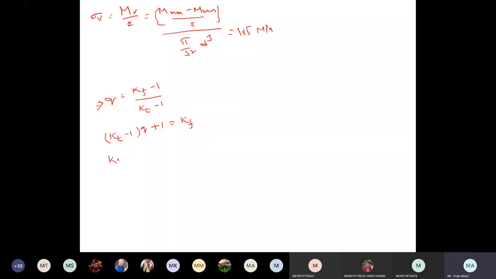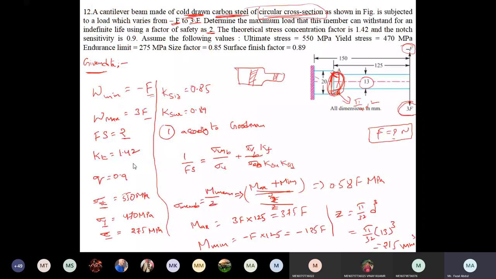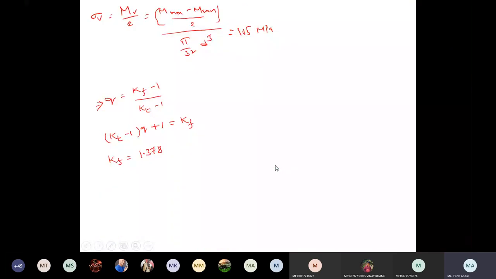Now tell me the Kf value. Kf value equals 1.378, sir. Very good, 1.378. Okay, so this is the Kf value. And what are the things required? Additionally, in the below portion we require sigma EB, surface factor, size factor. So I am calculating separately here: sigma EB, surface factor, size factor.